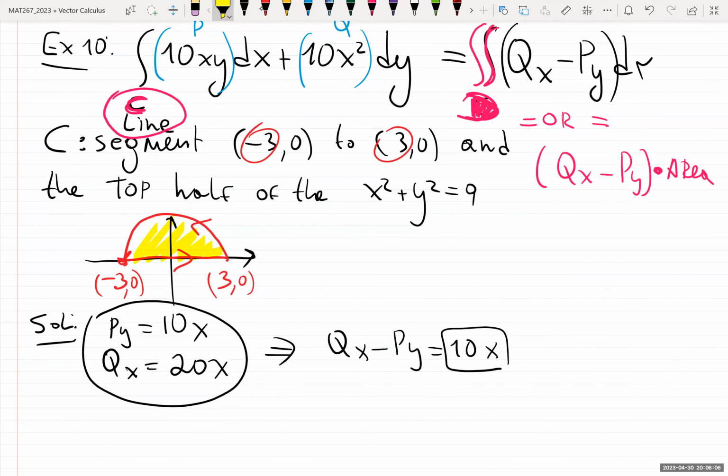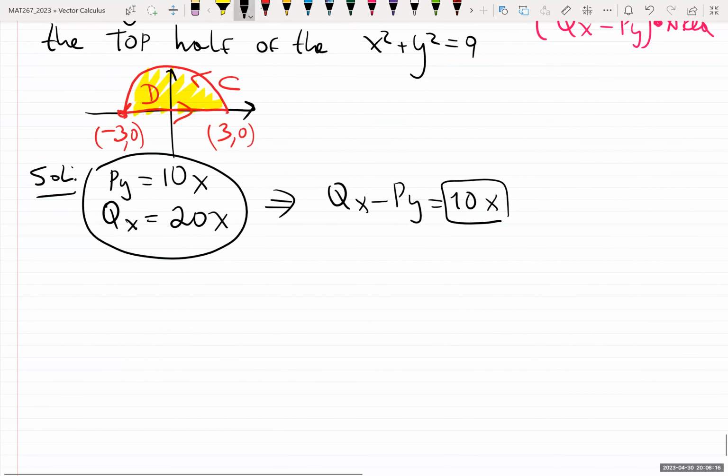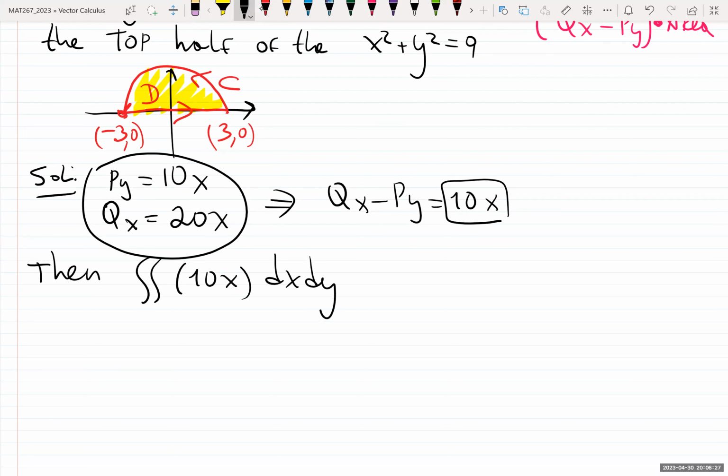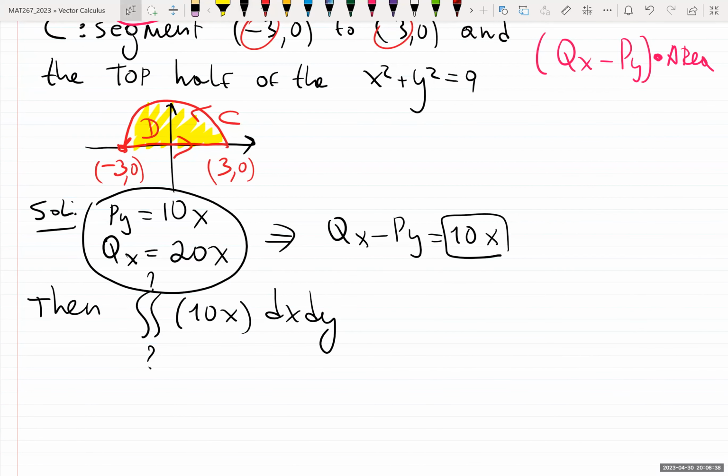So from C in red, from one integral, we're switching to D, which is in yellow. D is yellow inside. So now we do a double integral of 10x dx dy, or you can do polar, dr d theta. And you need to figure out what those limits are, and then you decide what you like here. Polar seems to be easier.